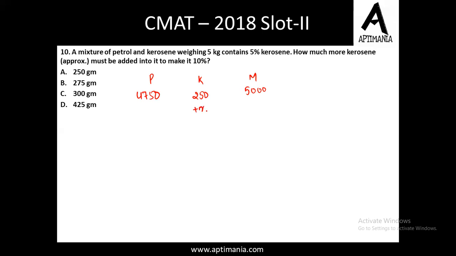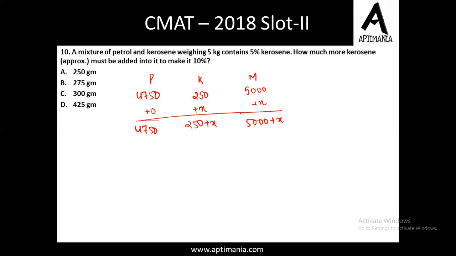So let us assume X kerosene is added to it. We are not adding any petrol, so there will be an addition of X to the mixture as well. Finally, we will have 4750 as petrol, 250 plus X as kerosene, and 5000 plus X as mixture.